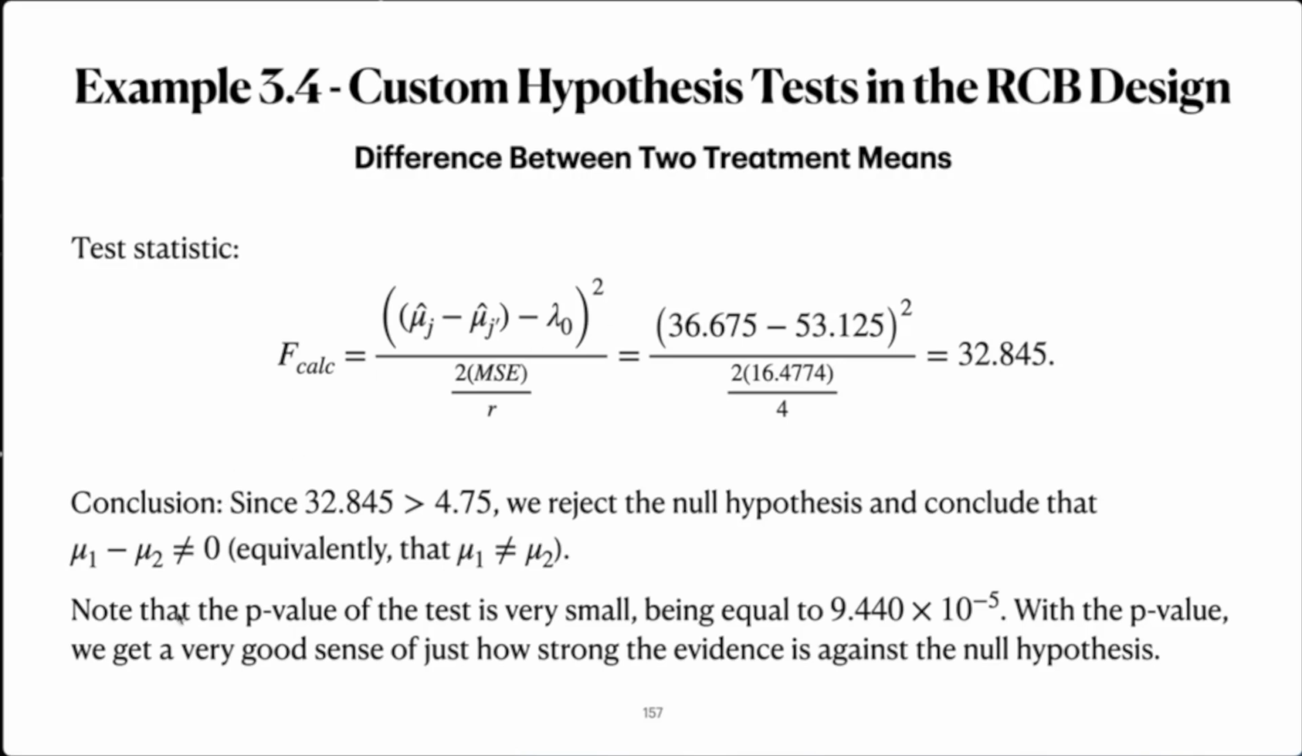Now note that the p-value of the test is very small, being equal to this quantity here, 9.440 times 10 to the negative 5th power. So that's a very small p-value.